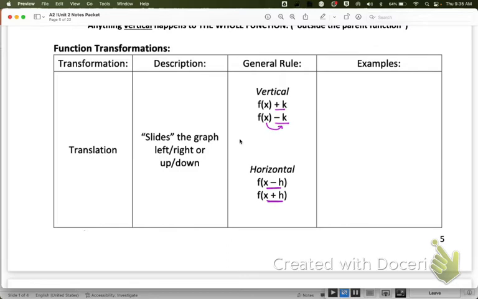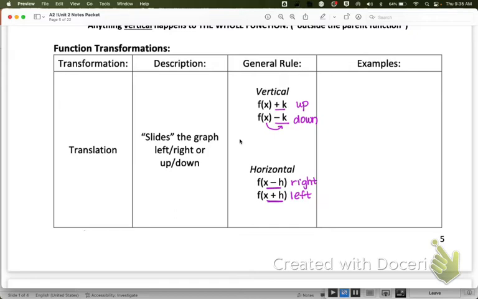So if I say f of x plus k, that's going to shift my function up. F of x minus k is going to shift my function down. But horizontal is kind of always the weird one as a general rule. It's backwards of what we expect. So when I see f of x minus h, I want that to move to the left, but it's actually going to move it to the right. F of x plus h is going to move it to the left. And it's going to move it up, down, left, right, depending on the value of k or h. You'll shift that many units to the left or to the right.